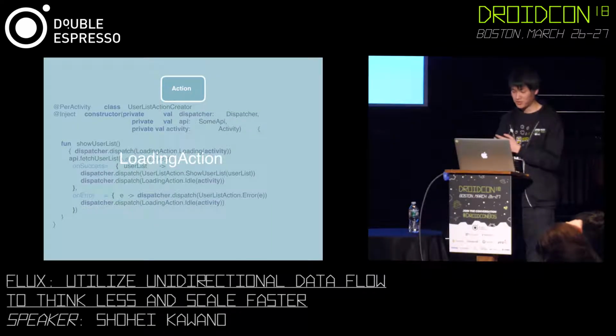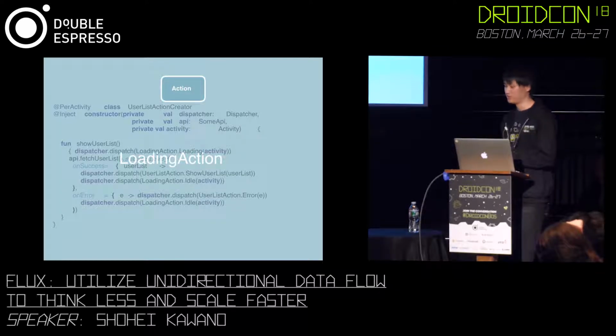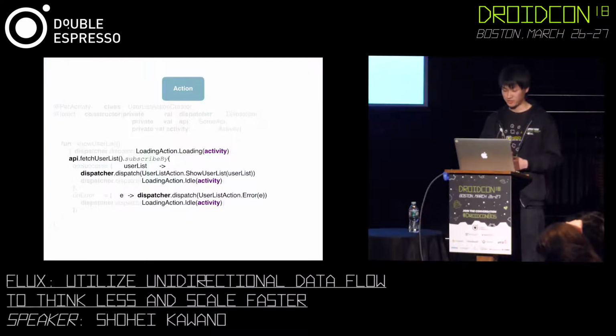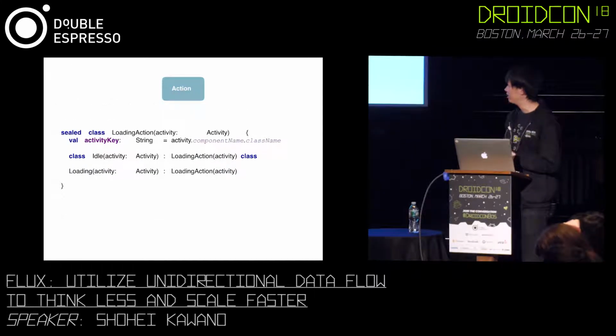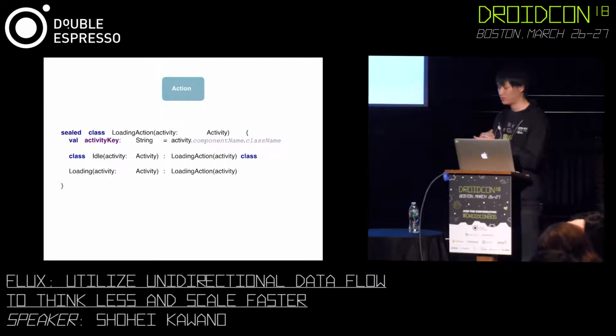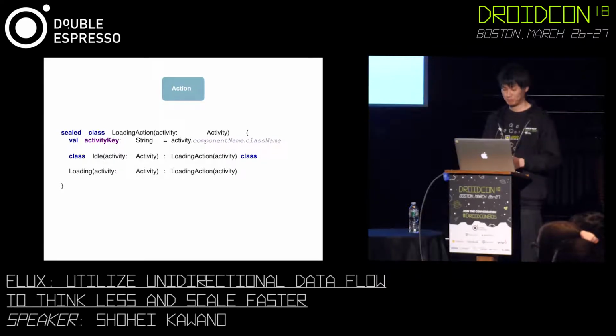Now let's see how the loading action is initialized inside the action creator and what it looks like. So the loading action is initialized in those places. If you look inside the code, the loading action is declared as a sealed class, and it has an activity key property to determine which activity it depends on. And we have two classes, idle and loading, to describe whether the progress bar needs to be shown or hidden.